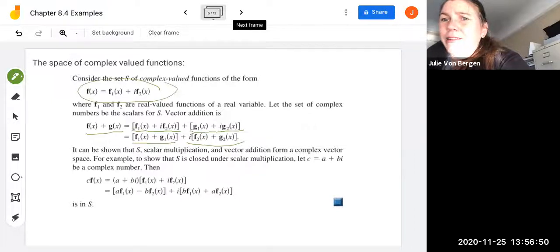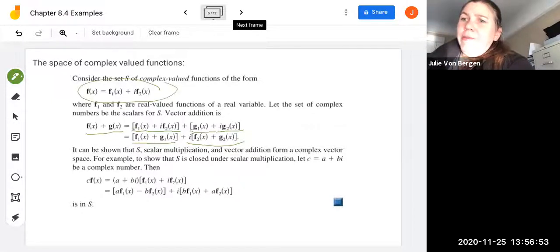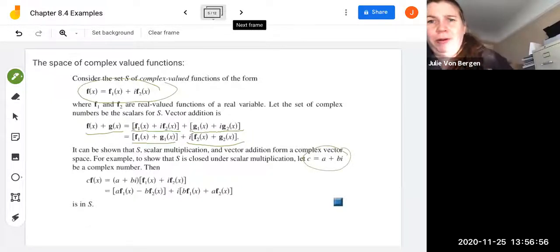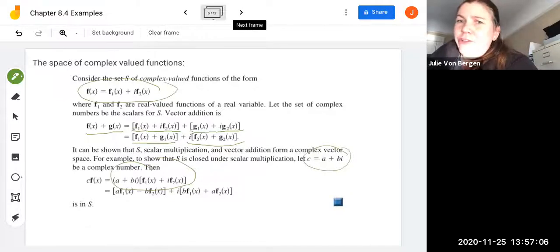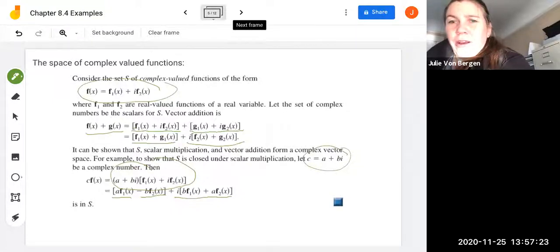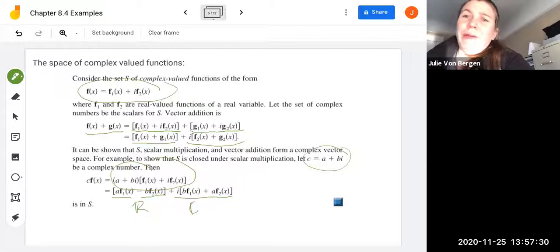For example, to show that S is closed under scalar multiplication, let c be a plus bi, a generic complex number. Then if we multiply c by f of x, changing it to a plus bi times f1 of x plus i f2 of x, we can distribute through and then recombine to get a f1 of x minus b f2 of x as our real part, plus i times the quantity b f1 of x plus a f2 of x as our complex part. So we've got the real part and the complex part. So this is closed under scalar multiplication as well. So the set of complex valued functions is an example of another complex vector space.